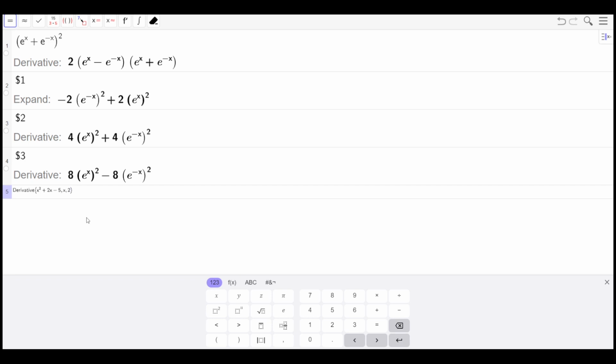I introduce a variable, and the number that I put at the end is how many times I want to differentiate. So here, I want to differentiate 2 times. Can you do it in your head before I see the answer? The first time it becomes 2x plus 2, and the second one becomes 2. So if we have done it right, hopefully it gives you 2.